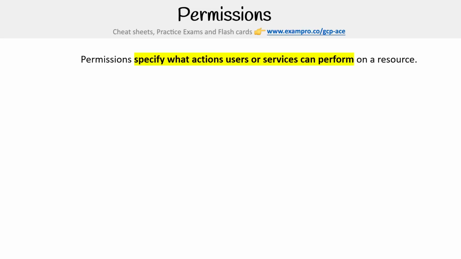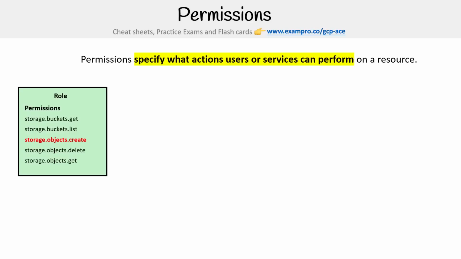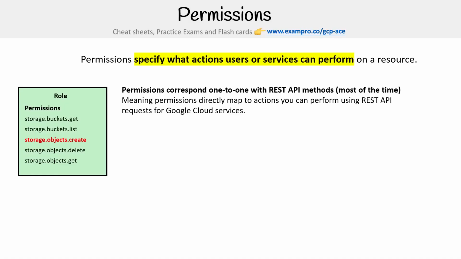Let us take a look here at permissions. So these specify what actions users or services can perform on a resource. So here on the left-hand side, we have a role, and see the one that's highlighted in red? That is a single permission that you could apply. Permissions correspond one-to-one with REST API methods most of the time, meaning permissions directly map to actions you can perform using REST API requests for Google Cloud services.